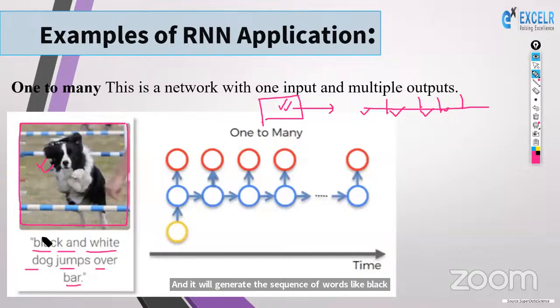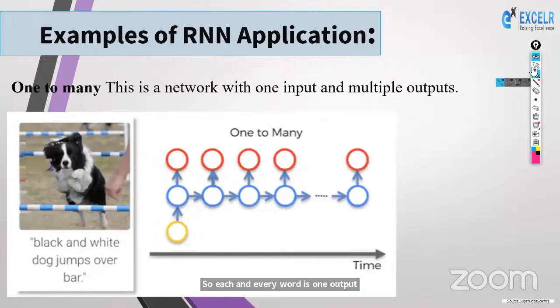So here, black is one output, and is another output, white is another output. So we have multiple outputs. Each and every word is one output. So this is the application of a one-to-many example, right? One-to-many is nothing but where we have one input and we are generating multiple outputs. Okay.